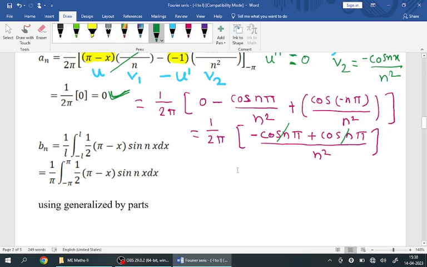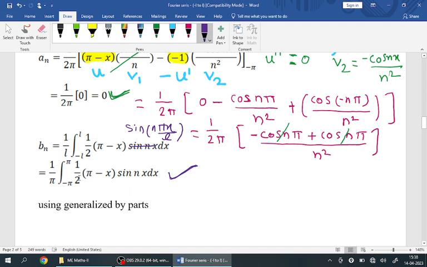Exactly similar calculation we have to do for bn now. But again, in terms of bn, I will tell you the formula. The formula starts with 1 by L integration from minus L to L of 1 by 2 pi, minus x, sine n pi x upon L dx. So this is the general formula where we replace L by pi, and we get this as the answer there.